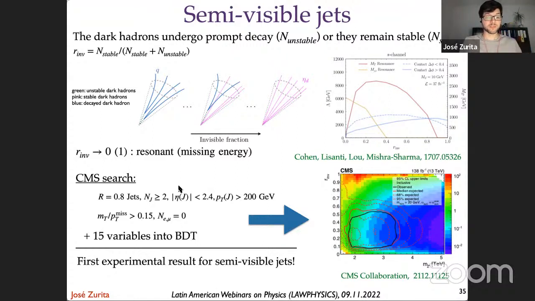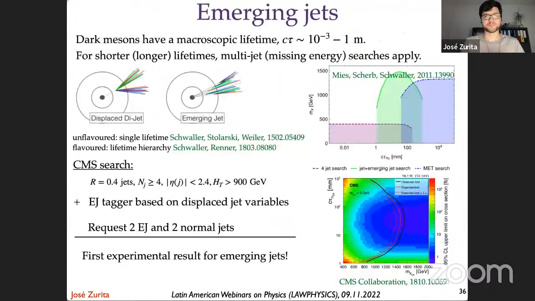Now, there's only one CMS search, and it does a very simple selection. Then it follows the zeitgeist and takes 15 variables and boom, directly into the BDT and gets the result. This is the very first experimental result for semi-visible jets at the LHC. And if you look at the arXiv date, this is December 2021. So again, very novel, very fertile, very young subfield. There's still room for you to jump in.